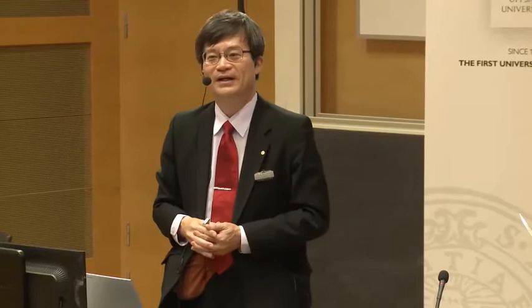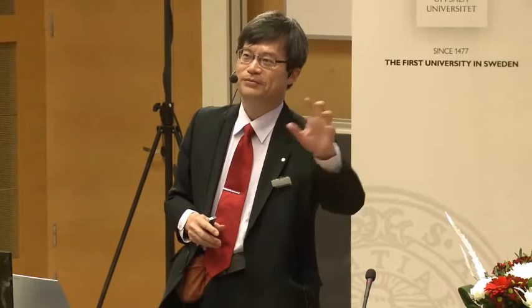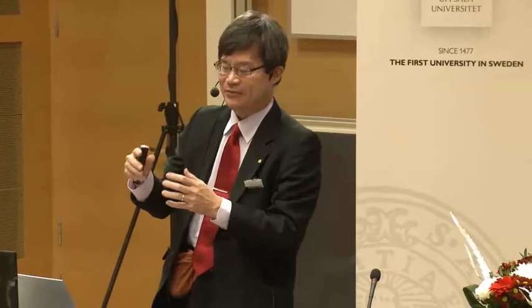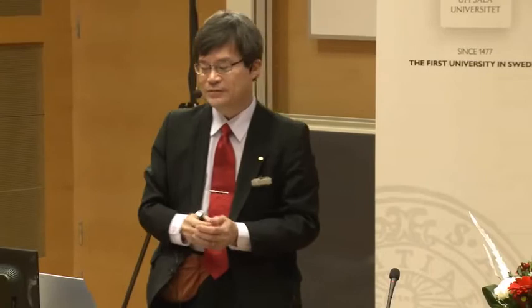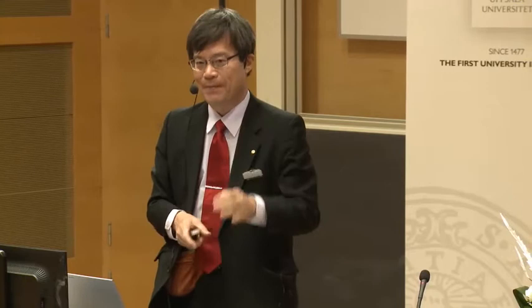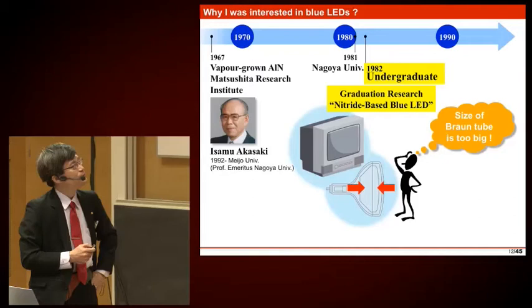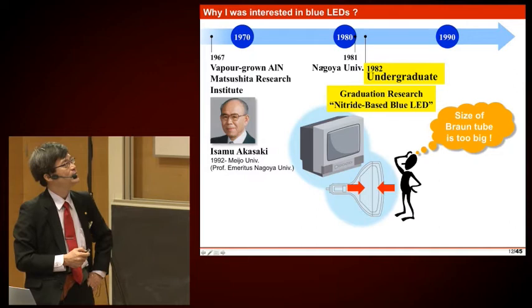So Professor Akasaki had to move from the company to Nagoya University. Then he restarted the gallium nitride research using a different method. This gallium nitride was grown by the so-called hydride vapor phase epitaxy using metal gallium, hydrogen chloride, and ammonia. He moved to Nagoya University in 1981, and I joined his group as an undergraduate student.